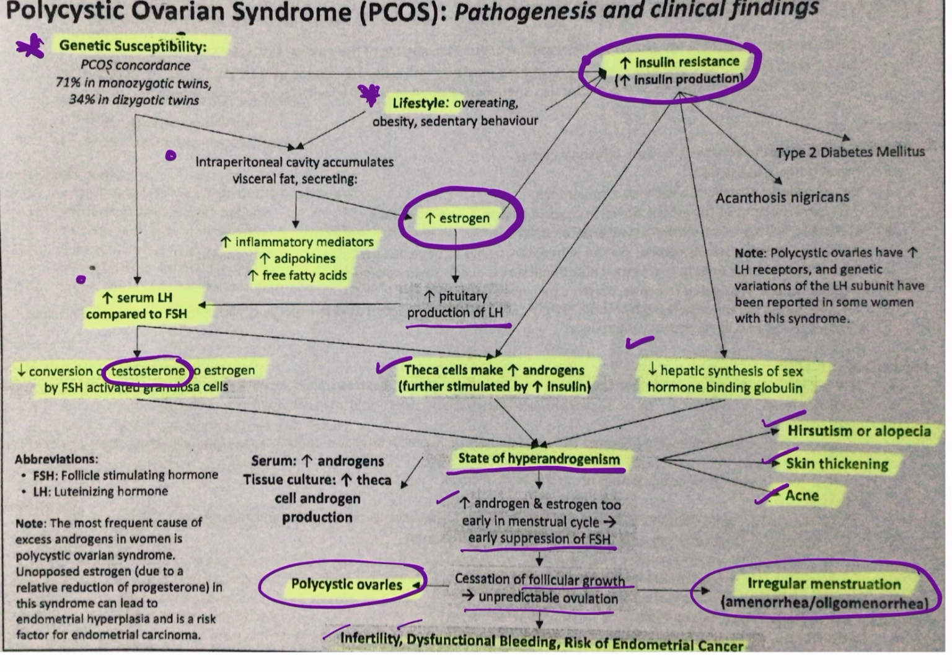When we see the Rotterdam criteria for diagnosis of PCOD, three things are there. First is oligomenorrhea or anovulation. Second is clinical or laboratory proven hyperandrogenism.